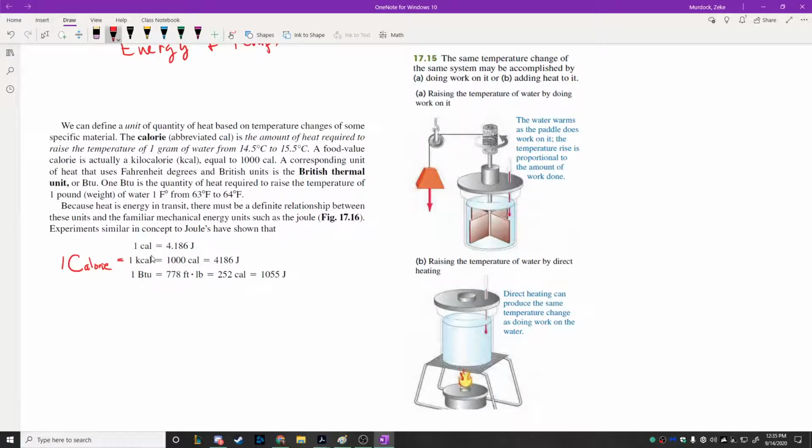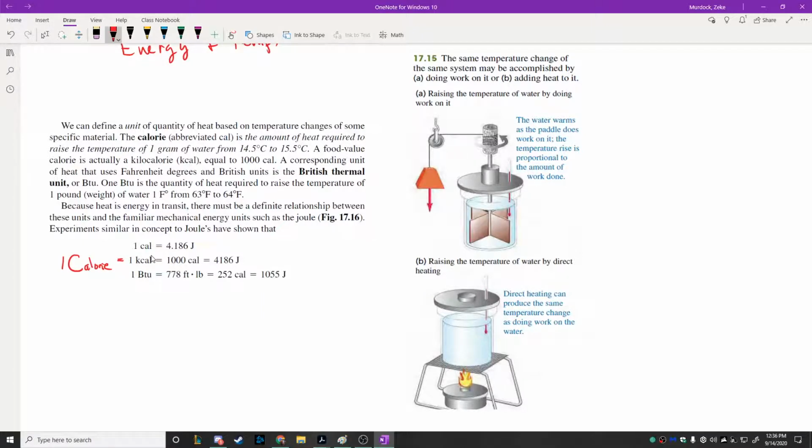And then they also bring this other thing up. I don't know if this will ever matter to you guys, but maybe you'll work in a field where you need to know about this. There's a corresponding unit of heat that uses Fahrenheit and British units. It's called the British Thermal Unit, or a BTU. 1 BTU is the quantity of heat required to raise the temperature of 1 pound of water by 1 degree Fahrenheit, from 63 to 64 degrees Fahrenheit.